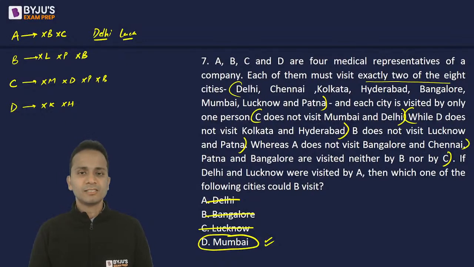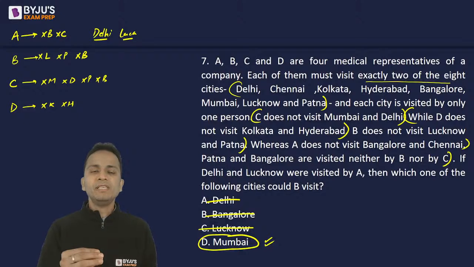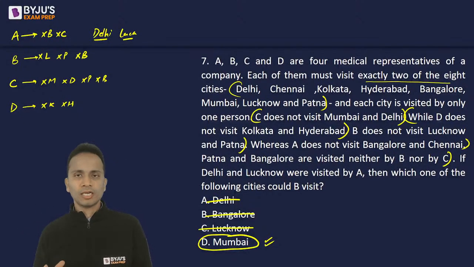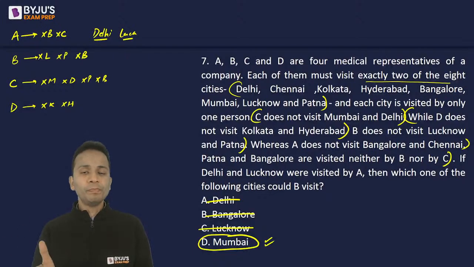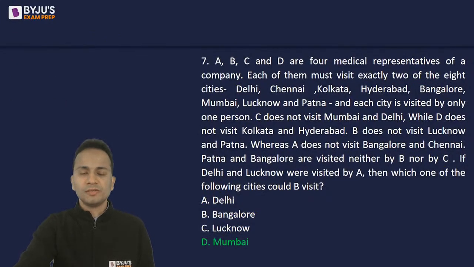Simple, that's it. Okay, so we cannot be sure which city will B visit, but we can say that B cannot visit Delhi, Bangalore, Lucknow. Mumbai could be a city that can be visited by B. Okay, so option D, that is Mumbai, is the correct answer of this question.